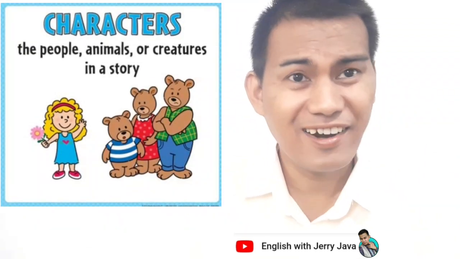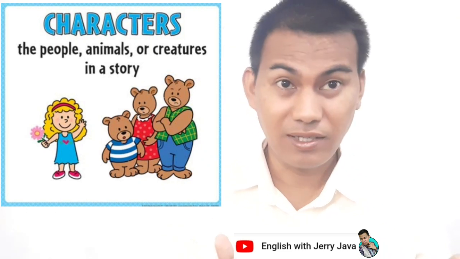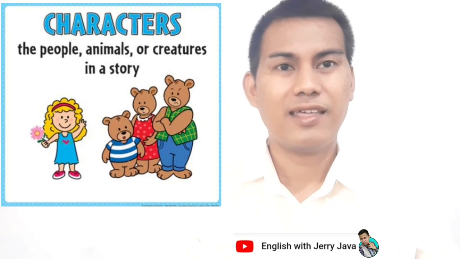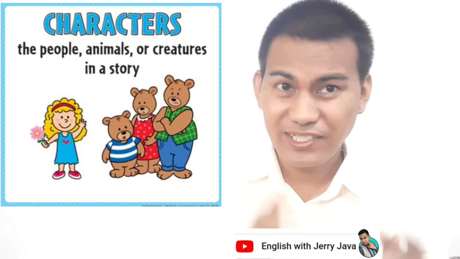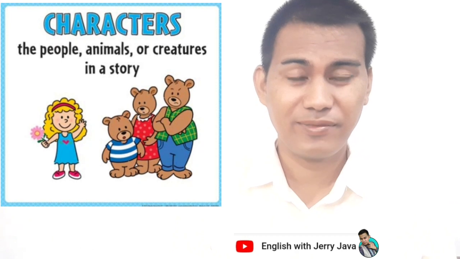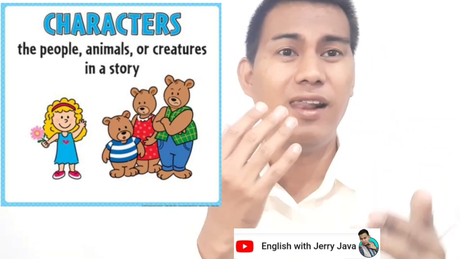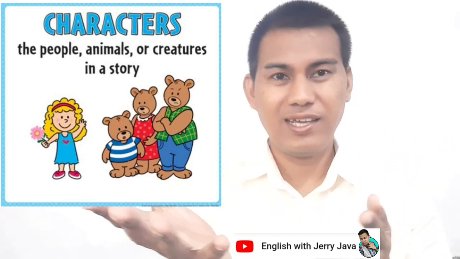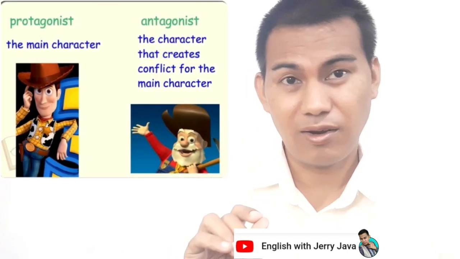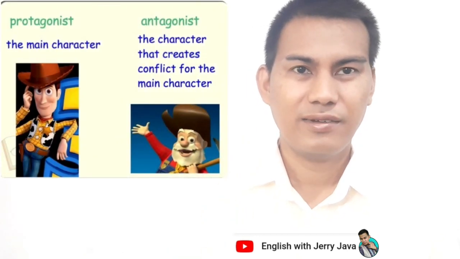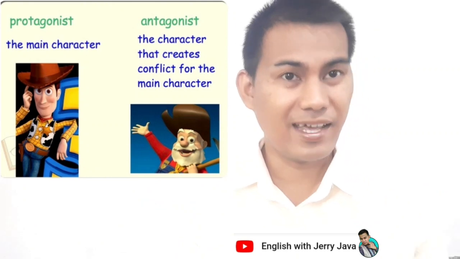Characters. What are characters? Characters are the people, or sometimes even animals, or even things that give life to your story. Characters are also very important in a story, because without characters, nobody will give life to the lines, to the story, to the dialogues. There are 2 kinds of characters. We have the protagonist and the antagonist.